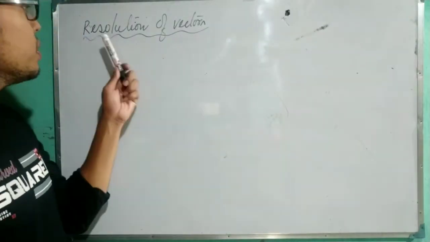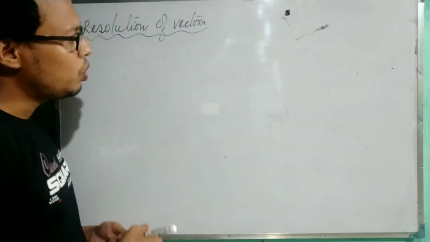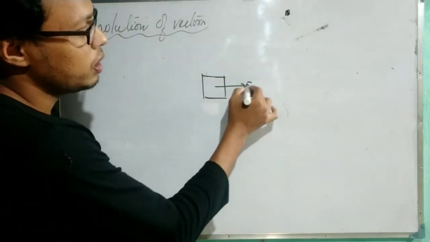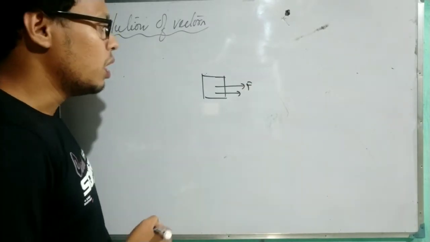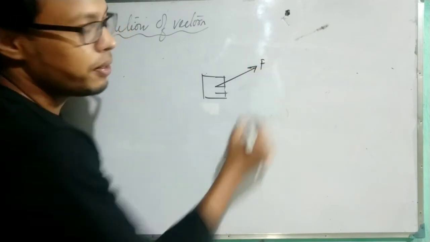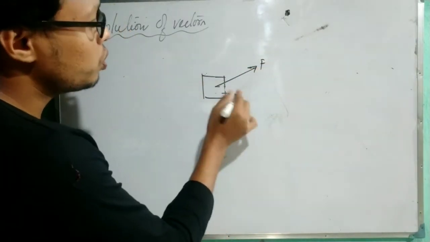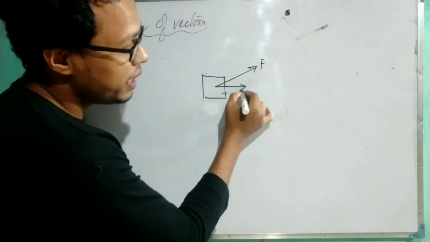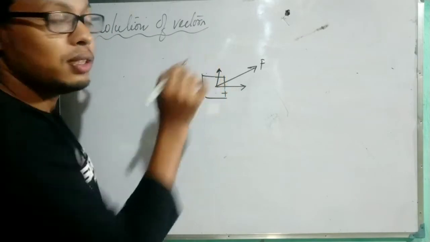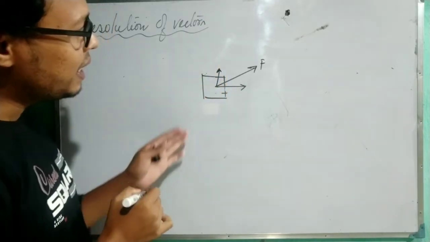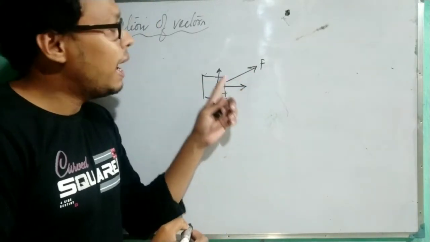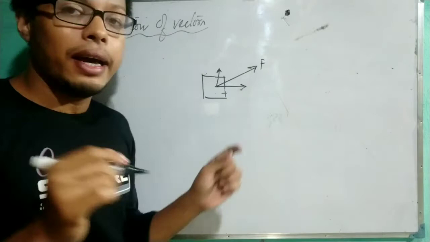Next heading is the resolution of vectors. What is it? Look, in the case of force, we have read that when the force is applied along this direction, the body starts moving in the direction of the force. But if we apply the force along this direction, the body also starts moving along this direction, but it has a tendency to move along this direction also. We can say along this direction this force has some effect, and along this direction also that force has some effect.